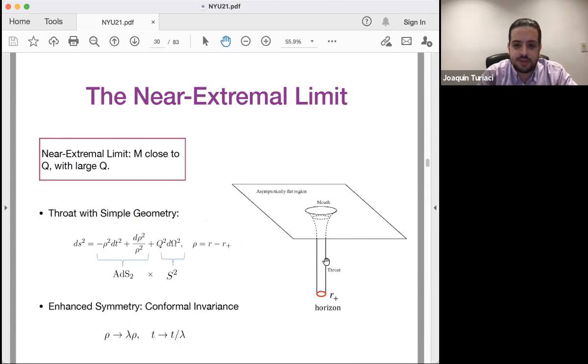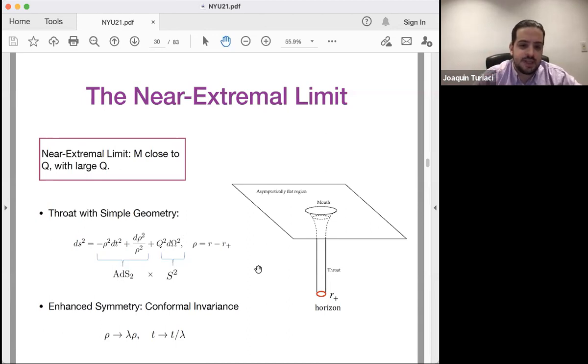And the geometry in this throat is very simple. It's called AdS2 cross S2. So if you look at time and radius, it has this form. This metric is called two-dimensional anti-de Sitter, but all you need to know is that this is the metric. And if you look at the angular coordinates, we are very close to the horizon, so the size is approximately constant and equal to Q. So we basically have this decoupling between these two dimensions and the angular dimensions that are basically a sphere of a constant size as you move along the throat.